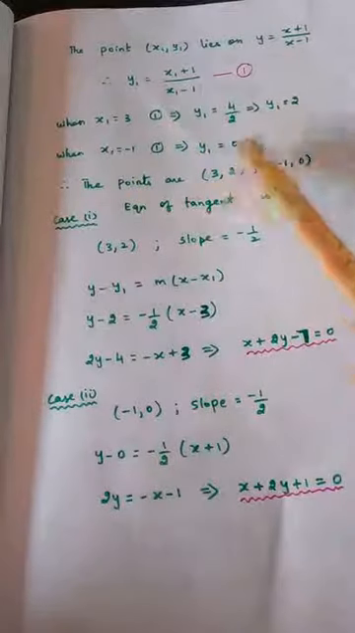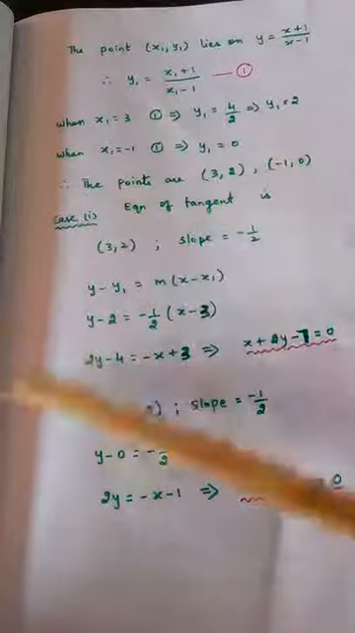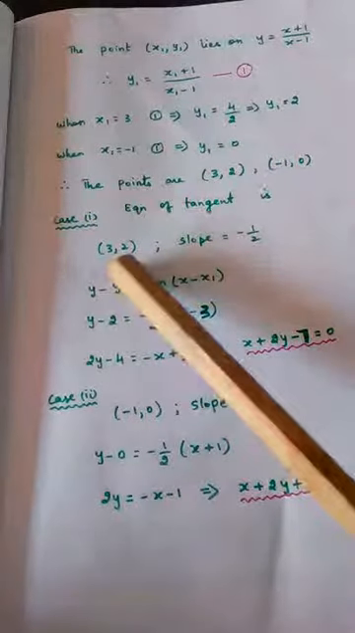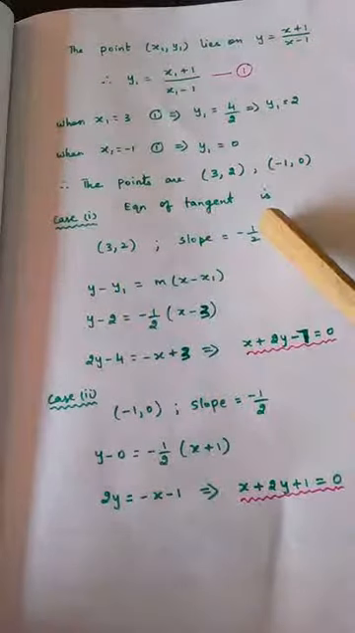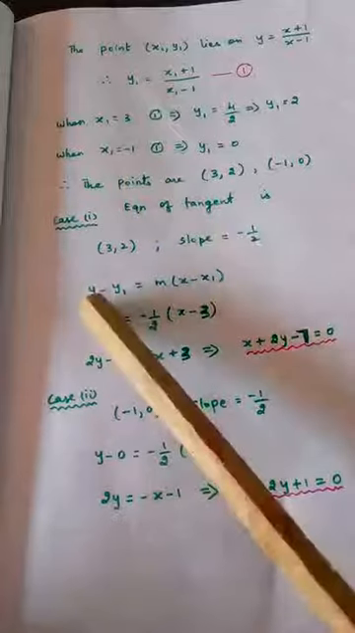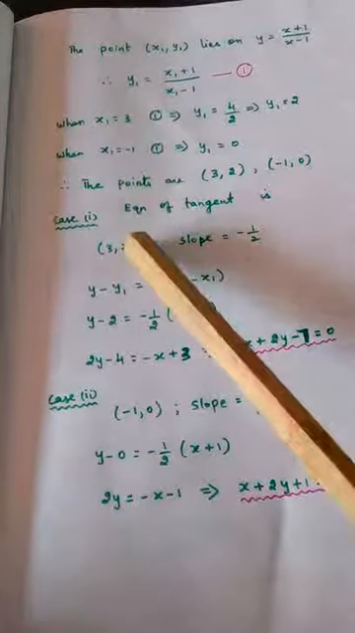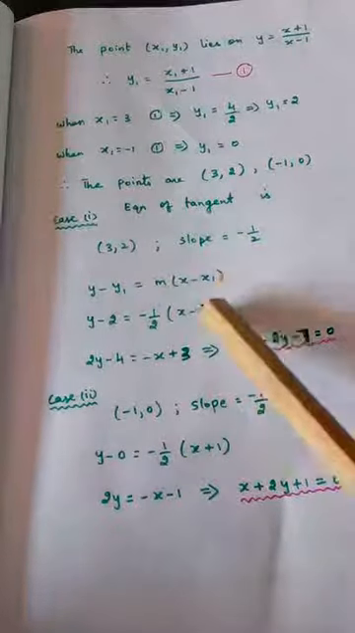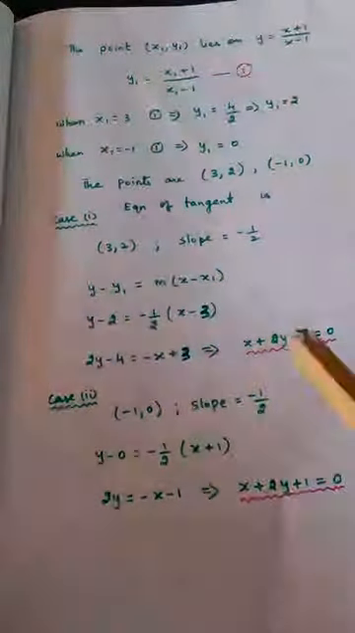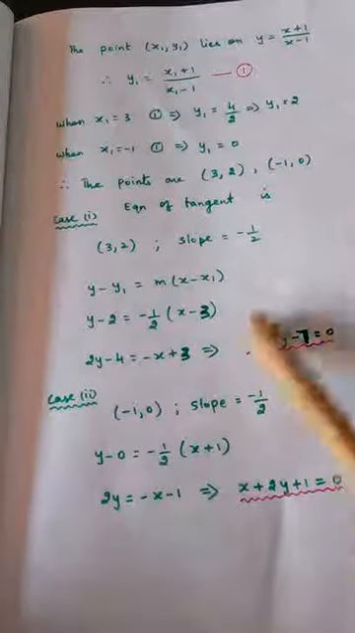As usual, since 2 points we got, we are going to have case 1 and case 2. In case 1, take the point, first point 3 comma 2. Slope of the tangent is minus 1 by 2 from the diagram. Write the equation of tangent. Substitute in place of x1 3, in place of y1 2. Cross multiply, simplify and get the equation of tangent like this.